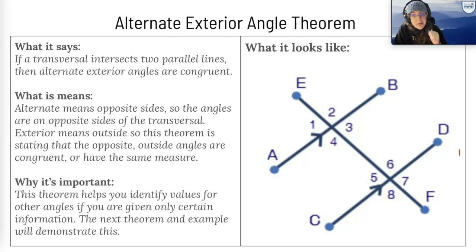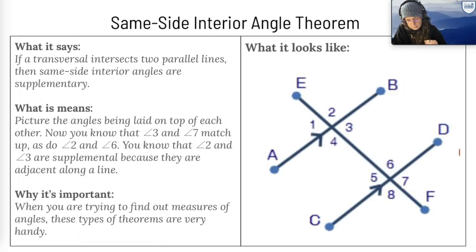Alternate exterior angles: outside of the parallel lines, opposite sides of the transversal, congruent. Okay? You with me? I think this is the last one.